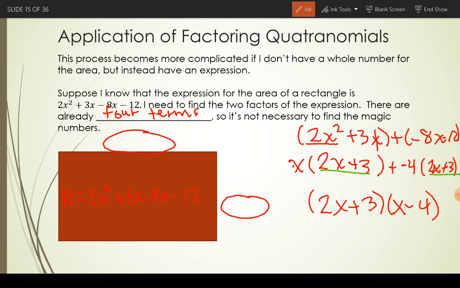So what we have here is our information for our diagram. So 2x plus 3 would go here, and x minus 4 would go here. So if we know the area that we want, which was given in the problem, then we can factor by grouping to find the particular length of our sides.